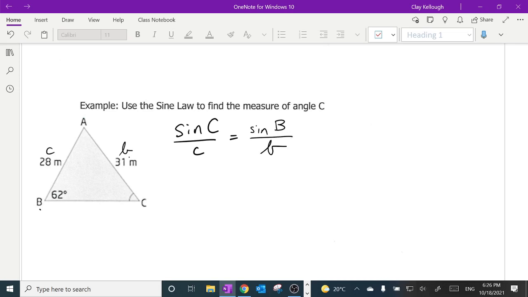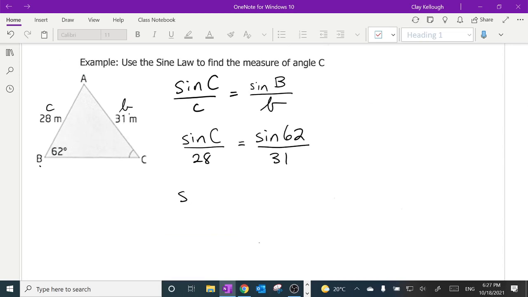I'm not going to work with A because I don't know anything about it, and it's not asking me for it either. So I'm ready to go. Plug in what I know. I don't know angle C yet, but I know side C is 28. I know angle B is 62. And I know side B is 31. So cross and multiply. That 28 goes up to there, goes to the numerator on the other side because you're multiplying it on both sides.